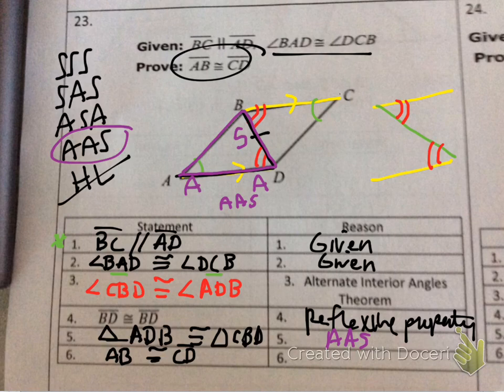And then if these are congruent, then their corresponding parts should be the same. AB, first and last letter, CD, first and last letter. I can also check that using my congruency statement to make sure I wrote it correctly. And that is by CPCTC, corresponding parts of congruent triangles are congruent.